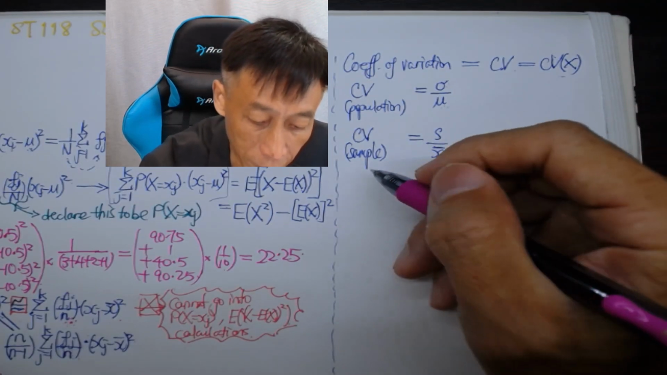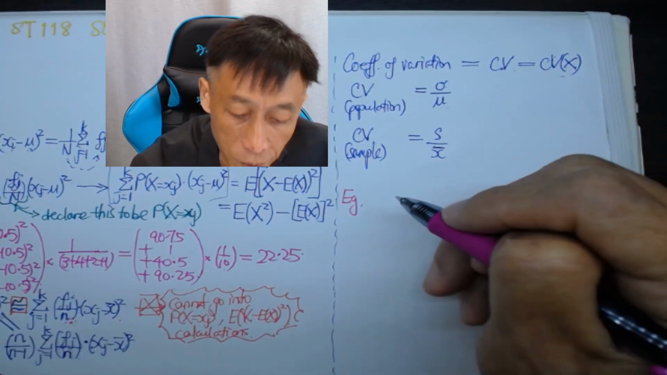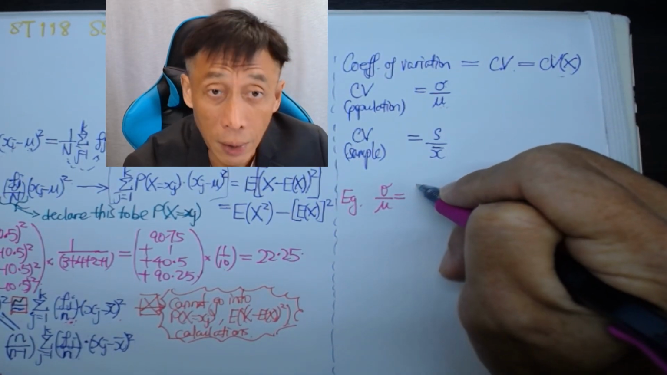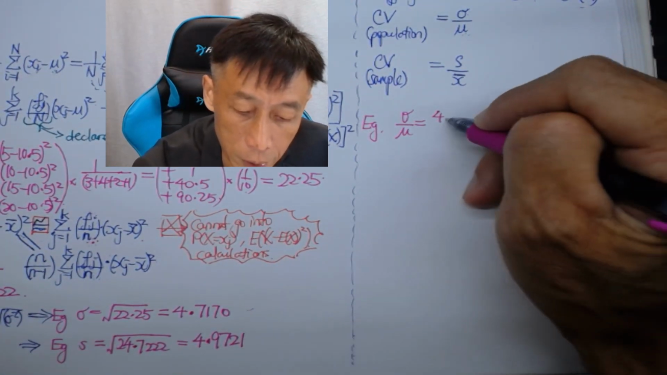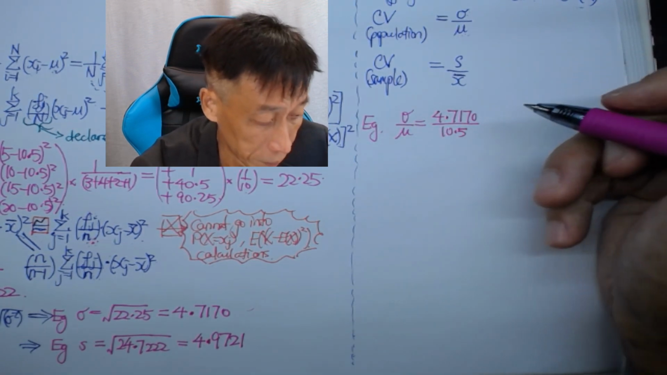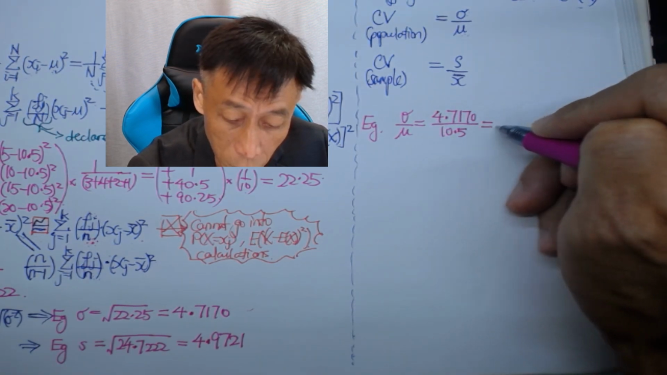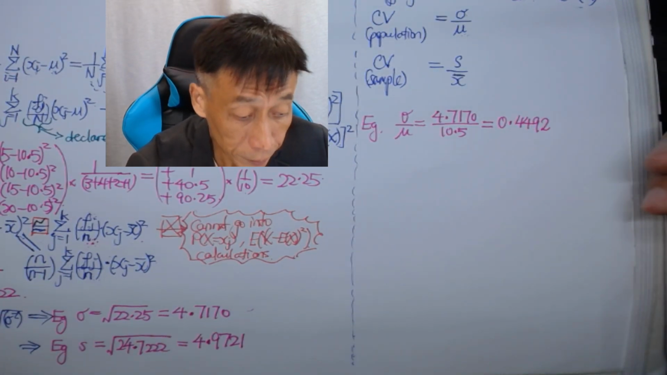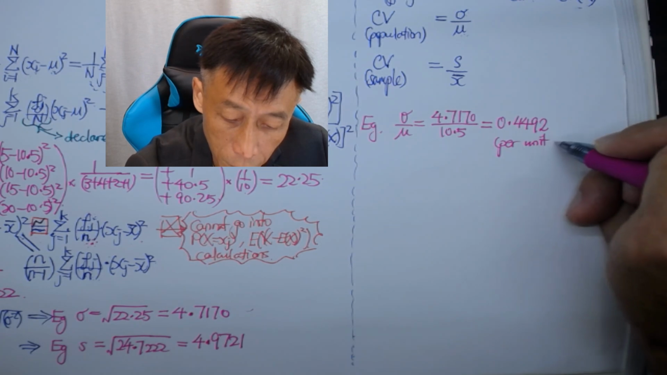So we can also have an example. The example for the population CV, we have this, which is 4.71. Our earlier calculation here, sigma, right? So 4.7170 over 10.5. If I recall correctly, yeah, that's right. So mu is 10.5. That's going to be equal to 0.4492 per unit mean value.